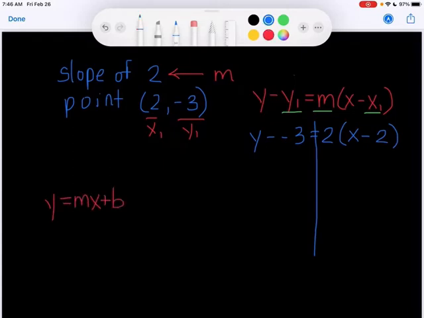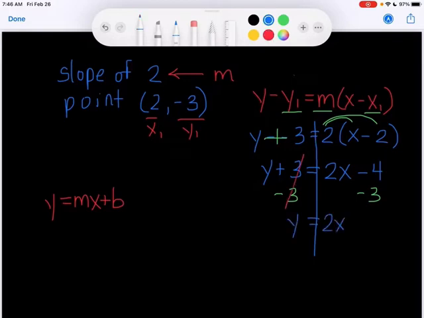So the first thing I'm going to do is this minus a negative becomes plus, and I can also distribute the 2 over here. So I get y plus 3 equals 2x minus 4. And then our last step is to subtract this 3. And remember, I'm going to put it under the -4 because those are like terms. Those cancel. You get y equals 2x minus 7. So here's our answer. That is the equation of a line that has a slope of 2 and goes through the point (2, -3). All right, let's look at another example.